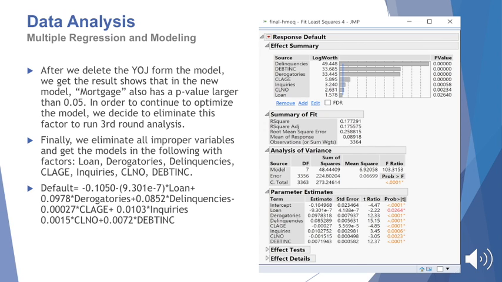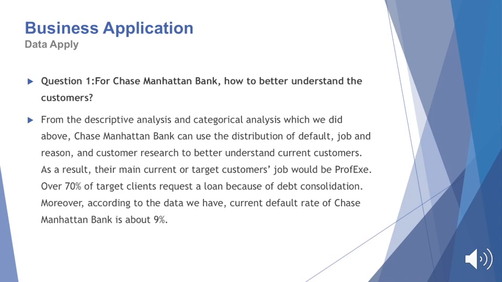And we can also easily get the equation for our model, which is also shown on the page. So in the future, if bankers collect information from their clients, they can put it into this equation and get the probability of default on their payment. If the result is closer to 1, it means this customer is highly likely to default on their payment.